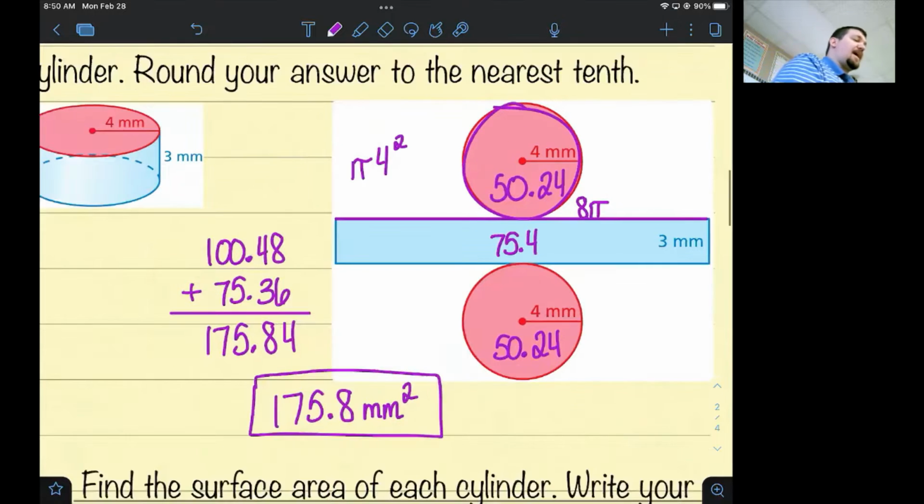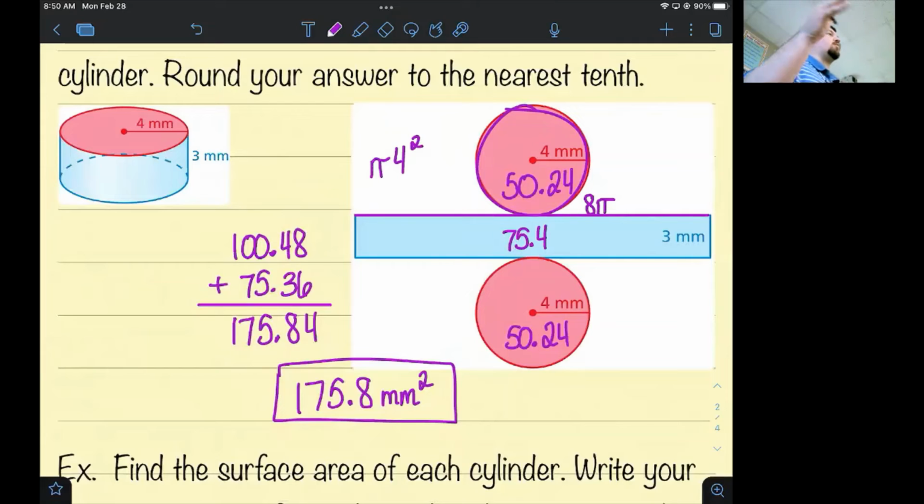Now, right now, you might be saying, I think I could have done a rectangular prism in the amount of time you just did this one. And you might be right. I'm going to show you a shortcut because I think the most time-consuming part of this problem isn't the 4 times 4 times pi times 2. It's not the 8 times pi times 3.